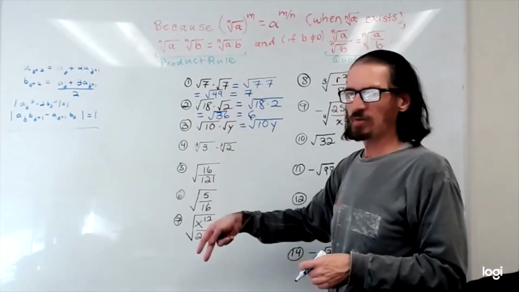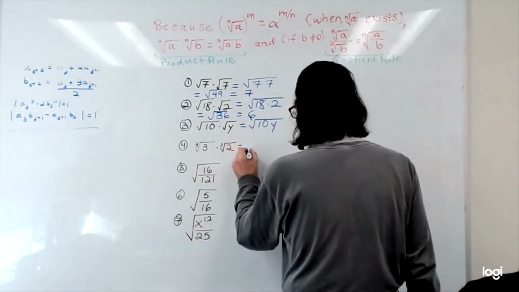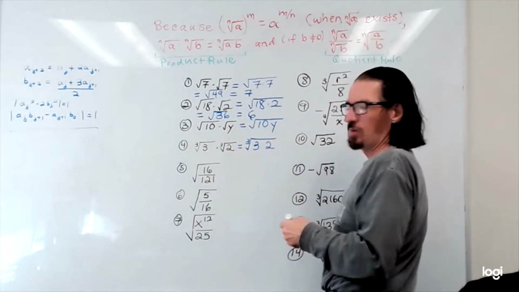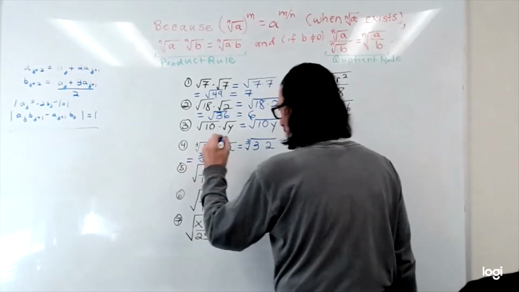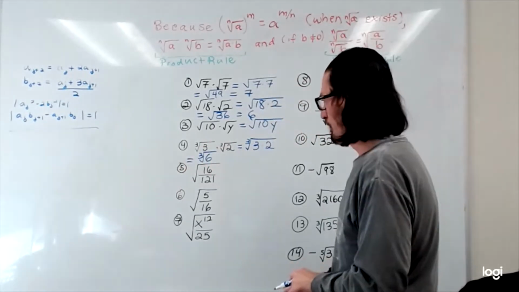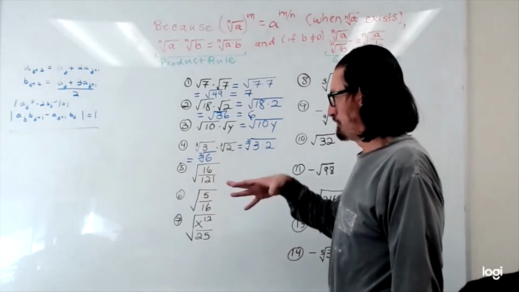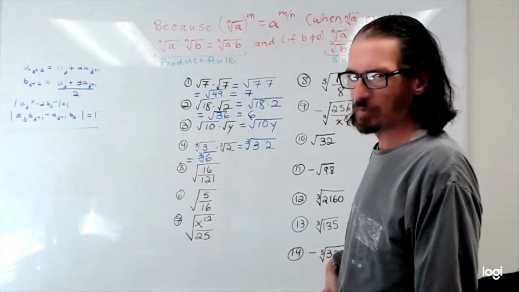It doesn't have to be just square roots. Here we have 2 cube roots. So multiply the 3 times the 2 under the cube root. That's 6 underneath a single cube root. Now that's not going to be able to go any further than that. I will explain shortly with some of these later examples.